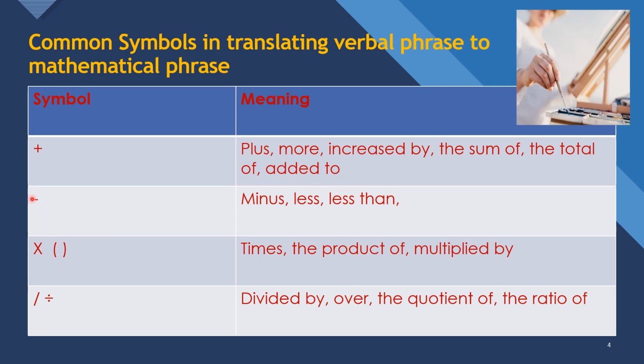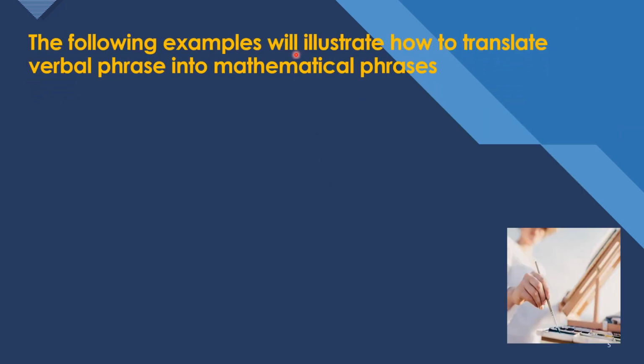And then we have this, which is negative. It means minus, less or less than. Okay, so we have here x and the open and closed parenthesis. The meaning is times, the product of, multiplied by. And we have the slash and the division sign. That means divided by, over, the quotient of, or the ratio of. Okay, the following examples will illustrate how to translate verbal phrase into mathematical phrase.